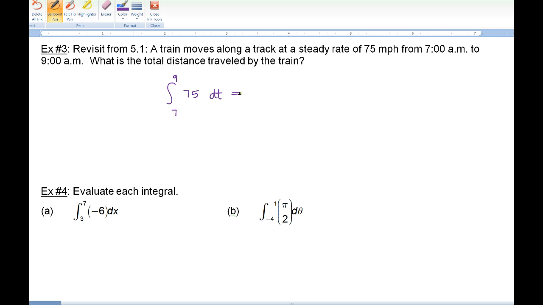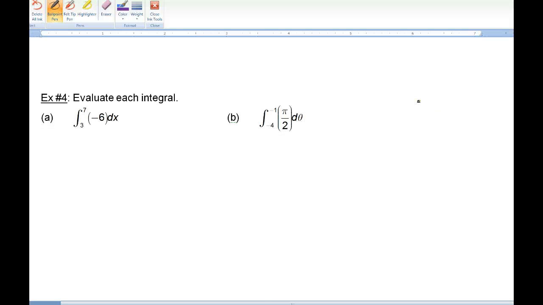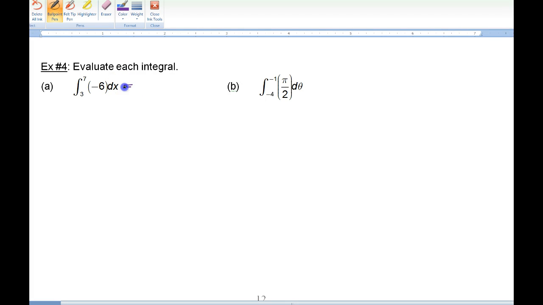Okay. So the way that would look with integral notation is you would have the integral from 7 to 9 of 75 dt because this is with respect to time. So you basically just look at the difference, 7 and 9, so 9 minus 7. So you get 150. That's just how it looks in notation. Okay, so let's use that idea of when this is a constant. So what would example 4a be?